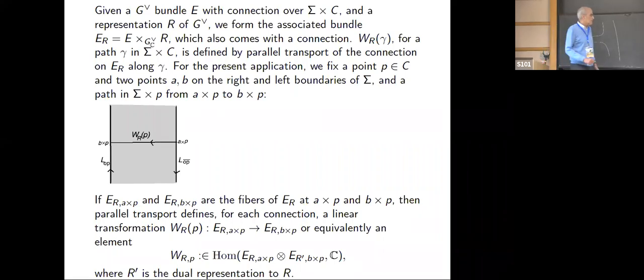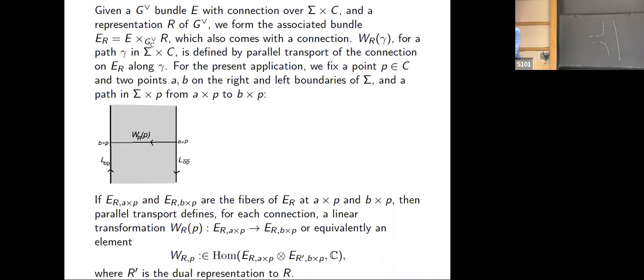Then, if E_R at A times P and E_R at B times P are the fibers of E_R at the left endpoint and the right endpoint, then parallel transport defines for each connection a linear transformation from one fiber to the other. Or to state it more symmetrically, it defines an element of the Hom space from one fiber tensor the dual of the other fiber into C, where R prime is the dual representation to R.